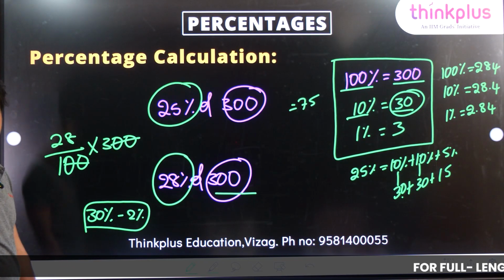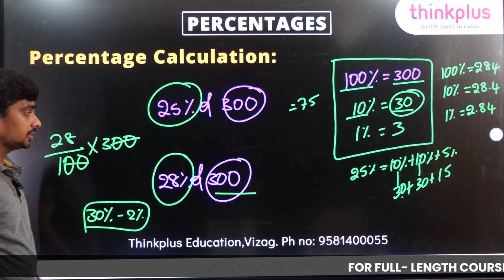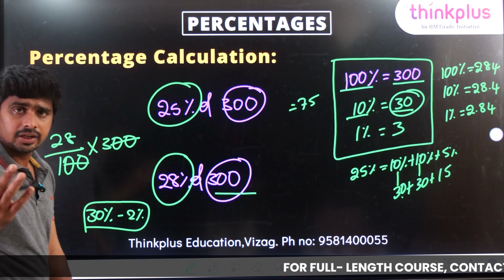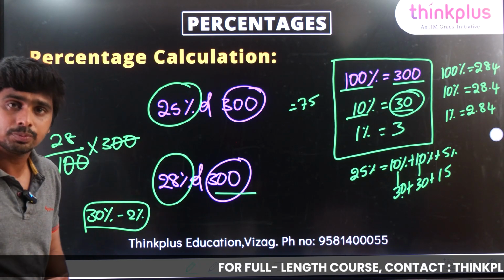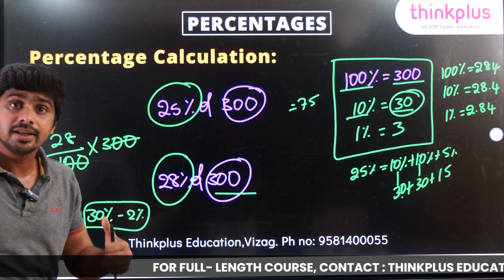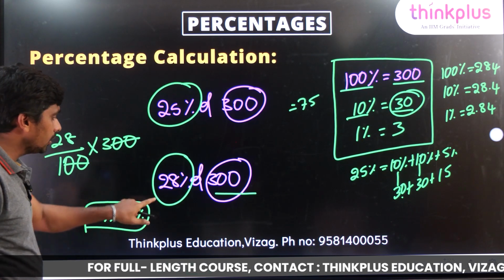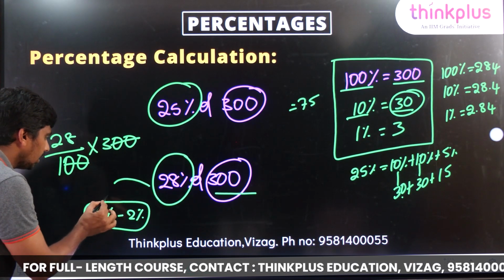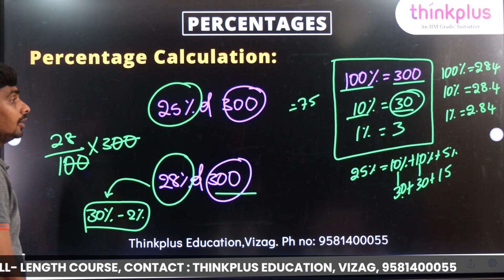Idea is also important, how you are approaching a question. If someone is given 98%, I do 100% minus 2%. So first you should work on the idea, then calculation. Here I am working on 28%. What is my idea? I do 30% minus 2%.